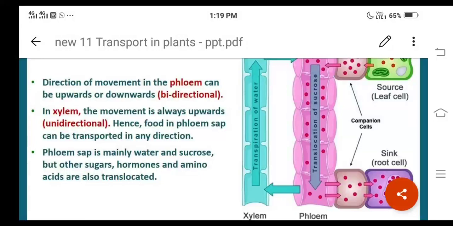Then next point, phloem sap is mainly water and sucrose. If we analyze the phloem sap, it contains mainly what? It contains mainly water as well as sucrose. In addition to this, some other kinds of sugars will also be present in that sap, for example raffinose, etc. Some plant hormones and even some amino acids are also translocated in the phloem sap, right?